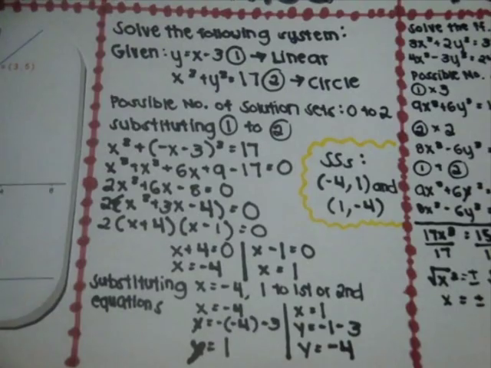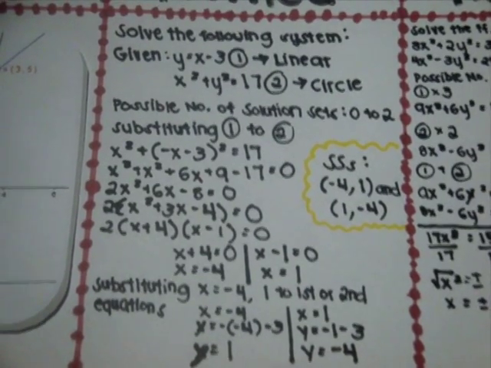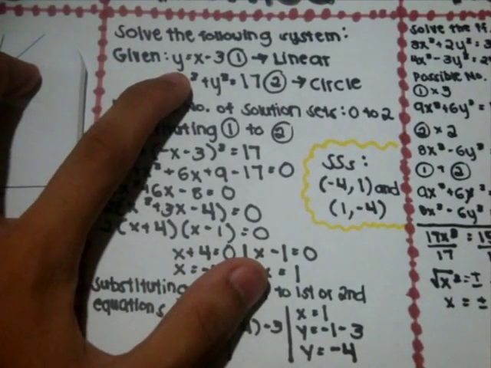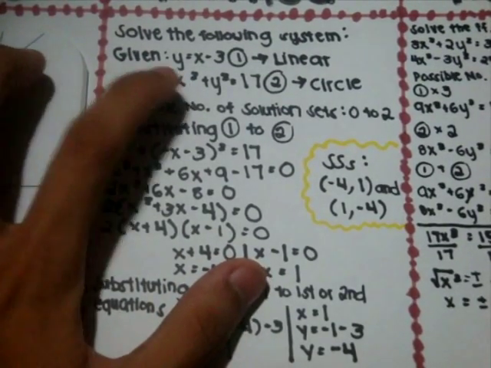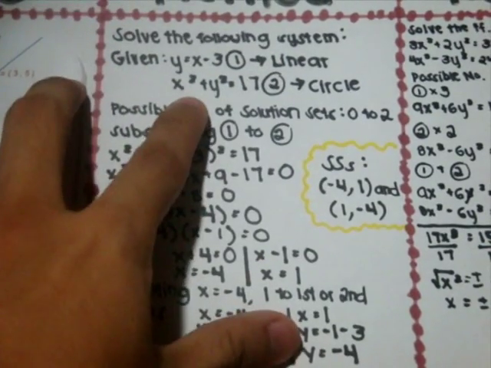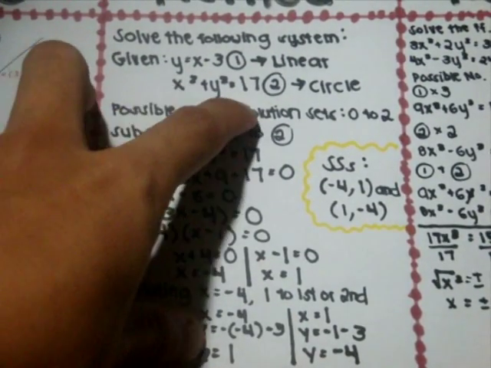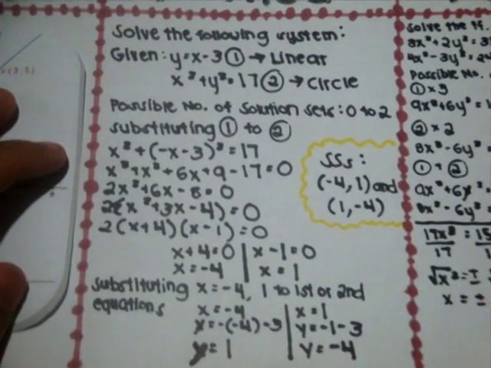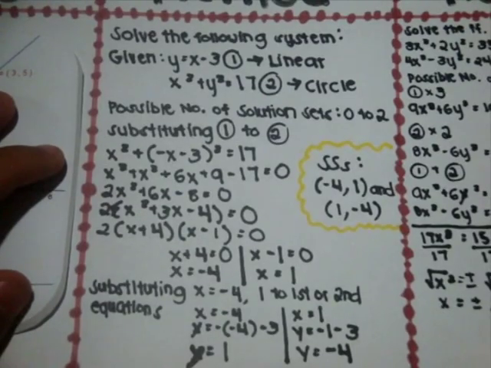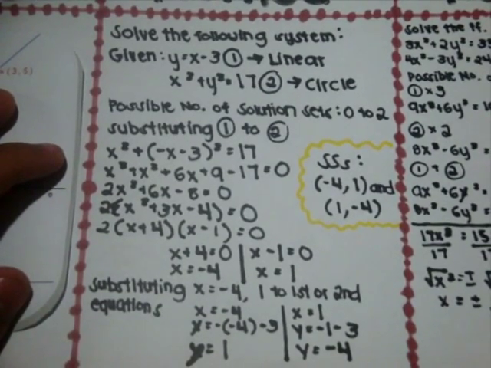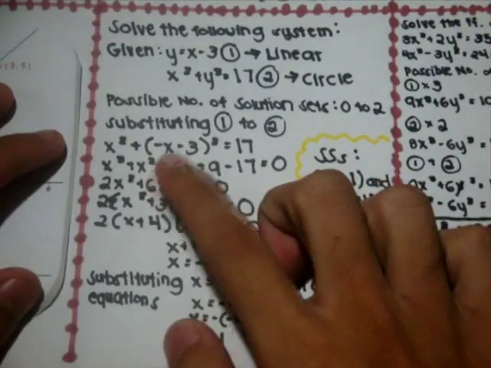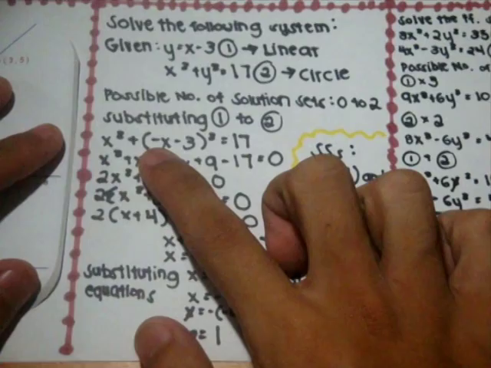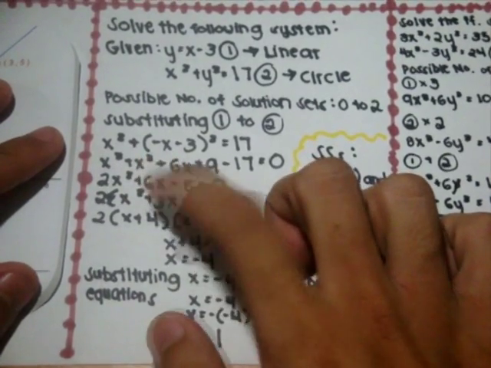In solving using the substitution method, we have two equations, of course. First given is y = x - 3, which is a linear equation, and the second, x² + y² = 17, which is a circle. So the possible number of solution sets they have will be 0 to 2. Substituting the first into the second makes x² + (x - 3)² = 17.